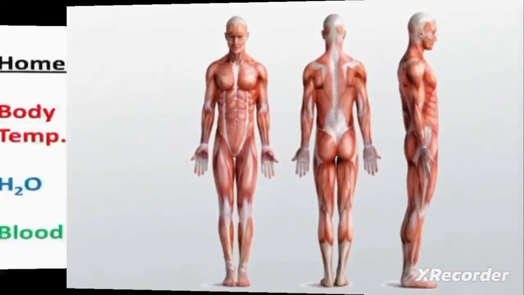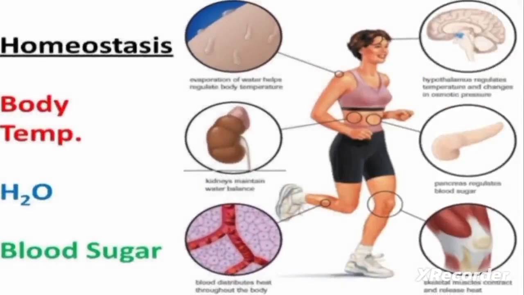Okay, so therefore we have seen that homeostasis helps to maintain temperature, thermoregulation, water, osmoregulation, and blood sugar. So when there is too much glucose in the body, some of the glucose will be converted to glycogen. When there is a shortage of glucose in the body, the glycogen will be converted back to glucose. Then the antidiuretic hormone is the one that helps to balance the water level in the body.